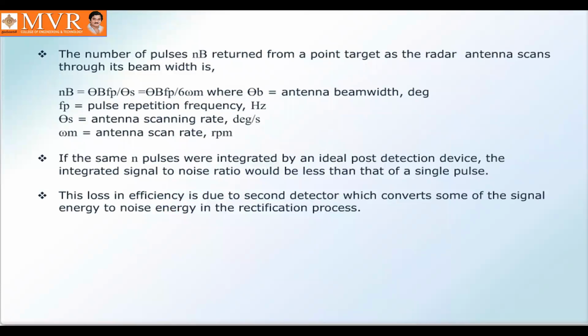Now, the number of pulses returned from a point target as the radar antenna scans through its beam is known as nB, equal to theta B into fP divided by theta dot S, where fP is the pulse repetition frequency and theta dot S is the antenna scanning rate, or antenna scan rate. If n pulses are integrated by an ideal post-detection device, the integrated signal to noise ratio would be less than that of a single pulse.